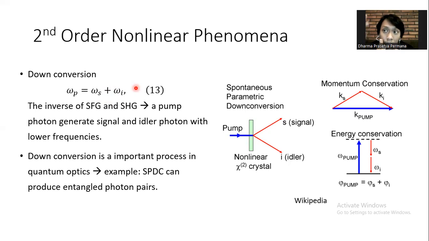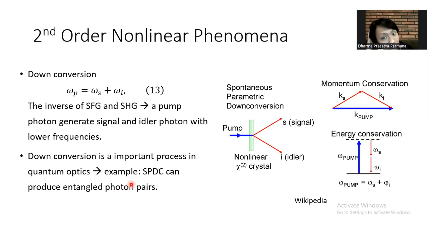So the second order process not only happens to increase the energy, but also to lower the energy. And this down conversion process is a very important process in quantum optics. For example, SPDC, the spontaneous parametric down conversion, can produce omega s and omega i that have some kind of entangled state with each other. So it will be entangled photon pairs instead of just one photon.